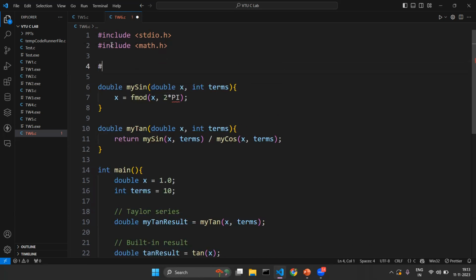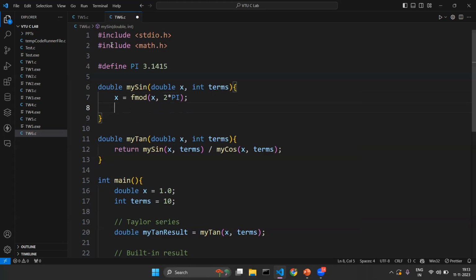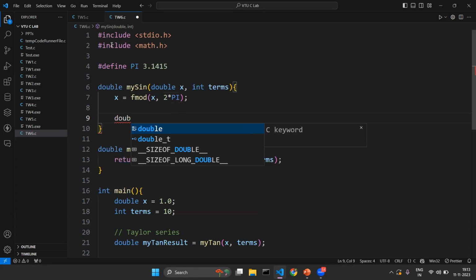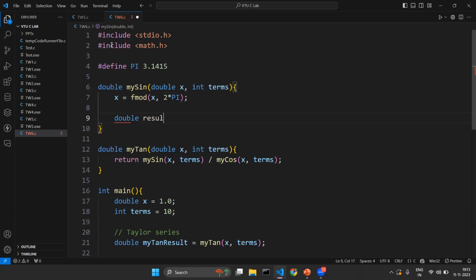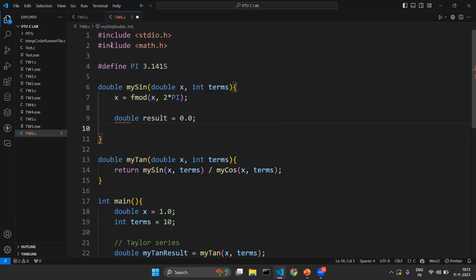So let's define the value of pi as a global constant, 3.1415. You can specify it even more, that's also fine. Once we find the value of x, let's have two variables, one to hold the result, double result. We will say the result is initially 0, because now we are going to set up a for loop where this result variable is going to be modified.